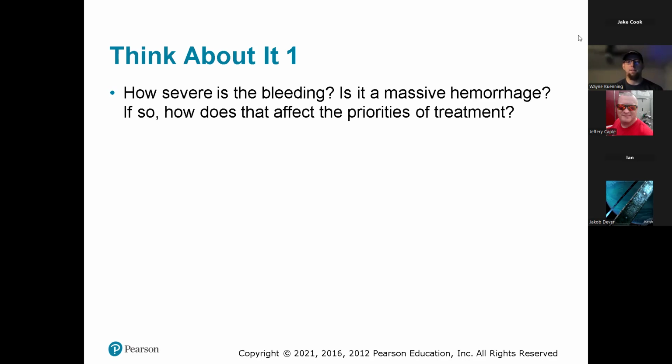How does the severity of the bleeding affect your treatment? That's a question for somebody to answer. Can you say that question one more time? It kind of bleeped out on me a little bit. If there's a massive hemorrhage, how does that affect your priorities in treatment?